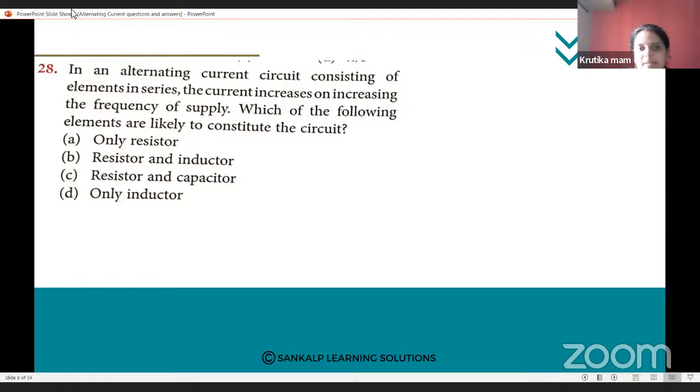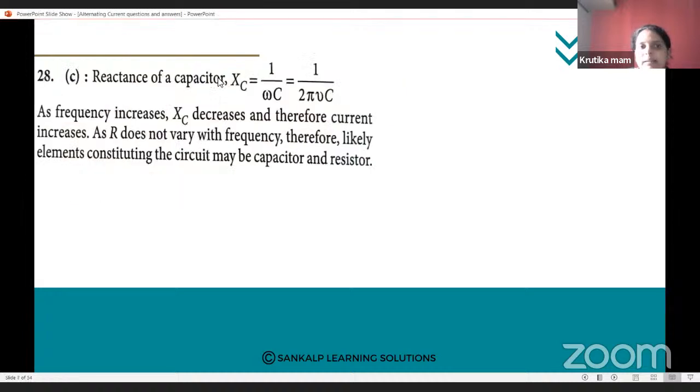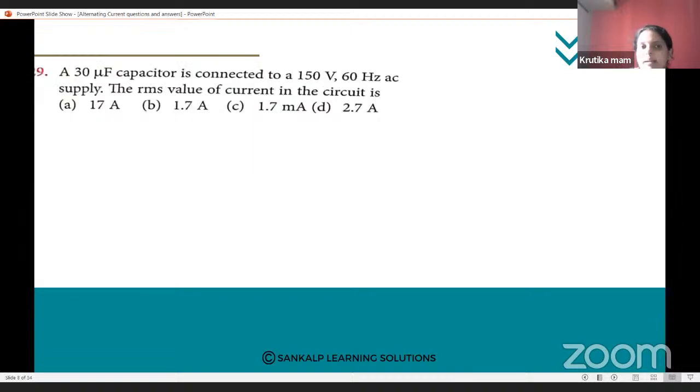C, that is resistor and capacitor. Yes, very good. The reactance of a capacitor is given by Xc equal to 1 by omega C. As frequency increases, Xc decreases and therefore current increases. As R does not vary with frequency, the likely elements constituting the circuit are a capacitor and a resistor.